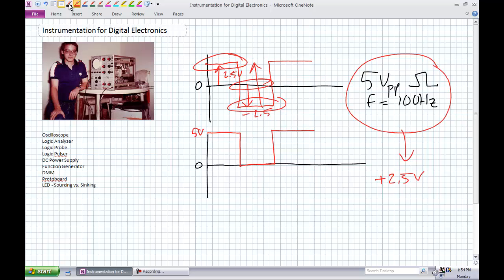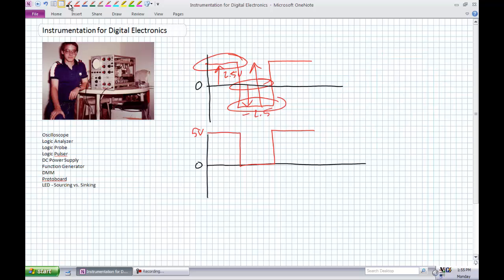Additionally, you can kind of shortcut that. There is a TTL compatible output on those function generators, which produces a 0 to 5 volt waveform. All you got to do is vary the frequency.